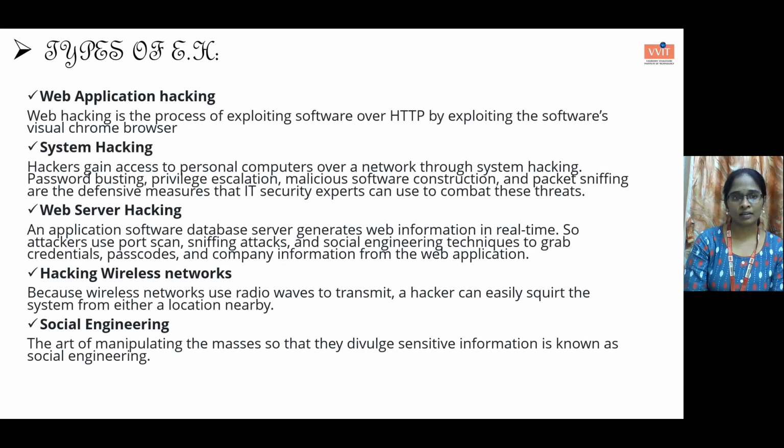Types of ethical hacking. There are broadly five kinds of ethical hacking: web application hacking, system hacking, web server hacking, hacking wireless networks, and social engineering. Web application hacking is a process of exploiting software over HTTP by exploiting the software via the Chrome browser.